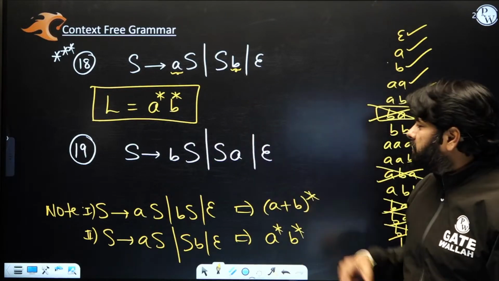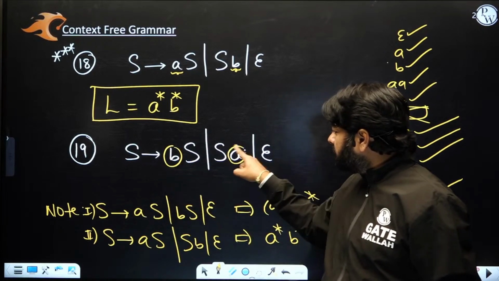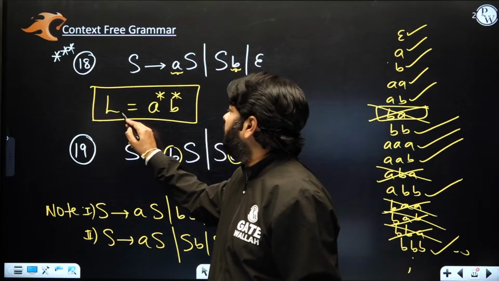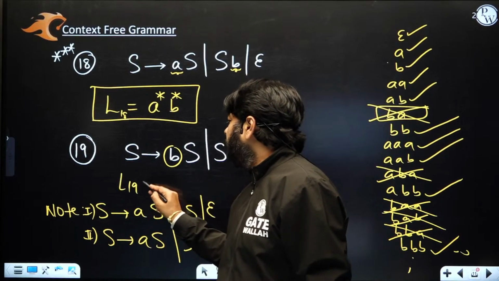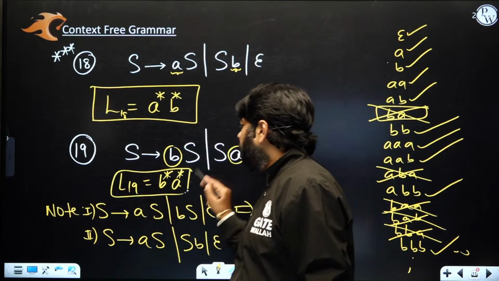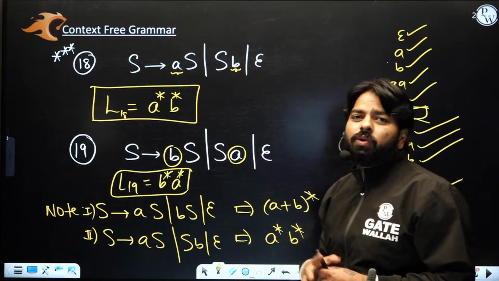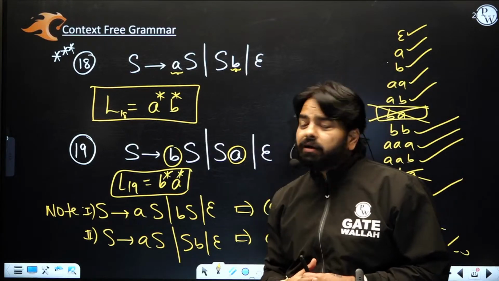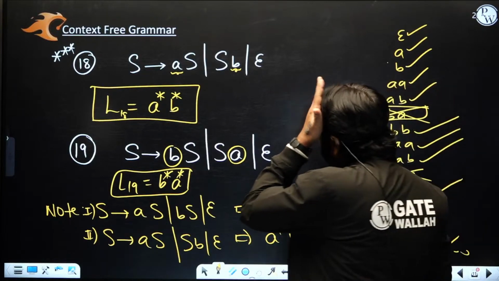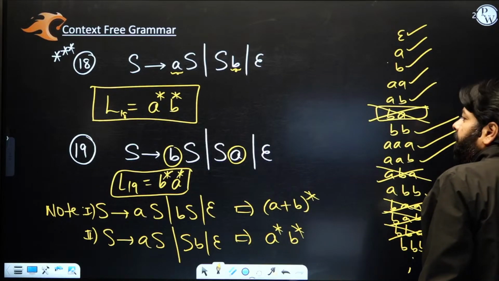Now look at this. When you look at this, B's are coming first, then A's are coming at the last, then the answer is over. By looking at that concept, this is L18, then L19 is going to be B star, A star, over. That's it. Only one concept is needed for you to understand what kind of grammar it is. So this is one of the important GATE models so far in the exam.